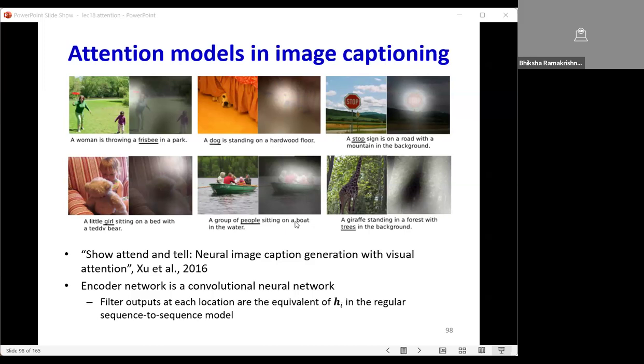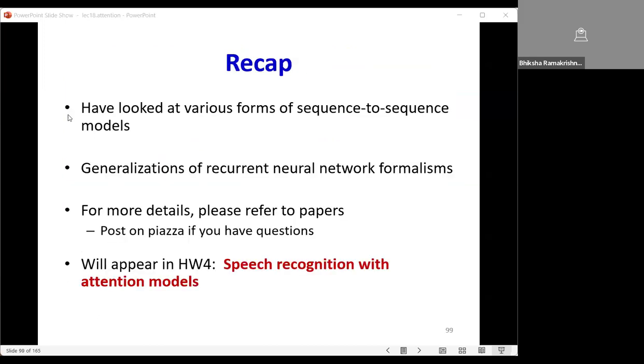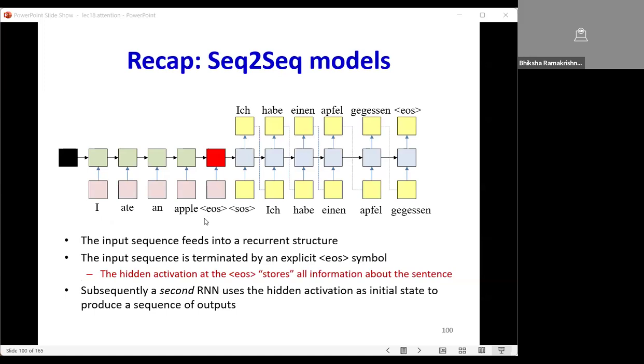So these things really work. And to recap, we've looked at various forms of sequence-to-sequence models, which are generalizations of recurrent networks. There are lots and lots of papers on this, and it's going to appear in homework 4, except that we're going to be looking at a small variant, transformers.